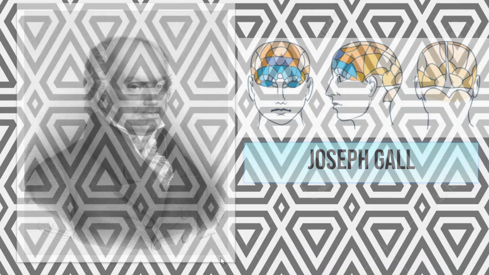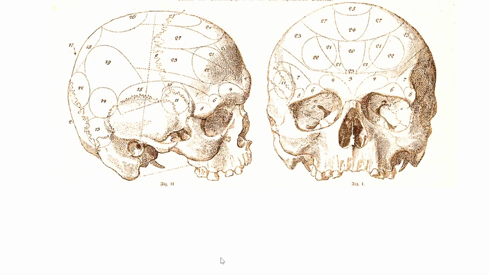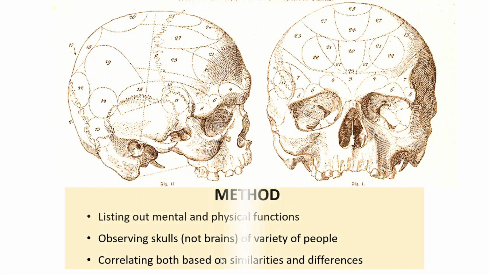Joseph Gall. So what did he discover? Okay, his method was known as phrenology. So what he did, basically, he made a list of all the mental functions, physical functions that humans perform, and then he took out skulls, not brains, of different people, and he started to observe them, either of dead people or living people. He just started to observe, okay, what is the shape of their head, how one shape of head is different from other.